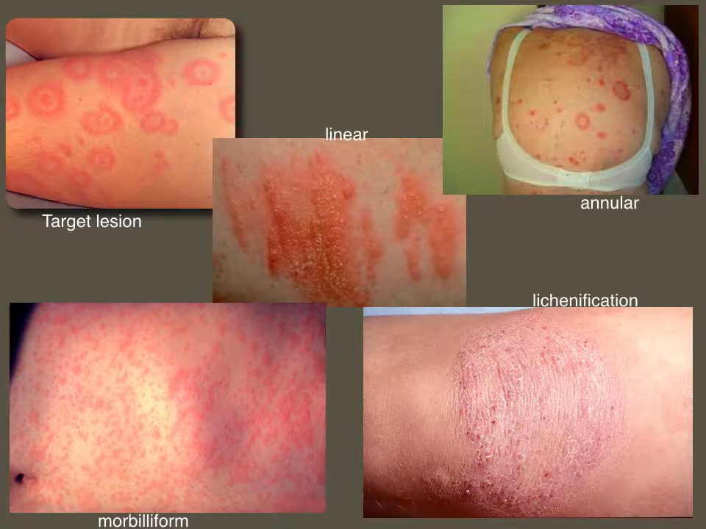And then in the lower left corner, you'll see this rash, which is called a morbilliform rash. It's just sort of beefy pink and raised and fairly confluent. And this rash is typical of roseola and also measles.